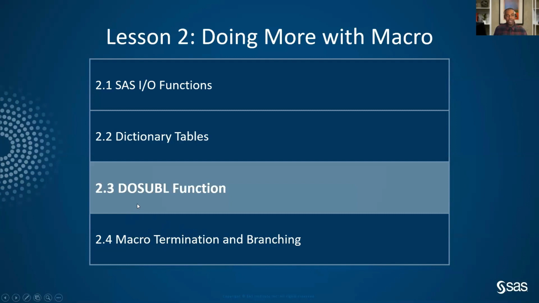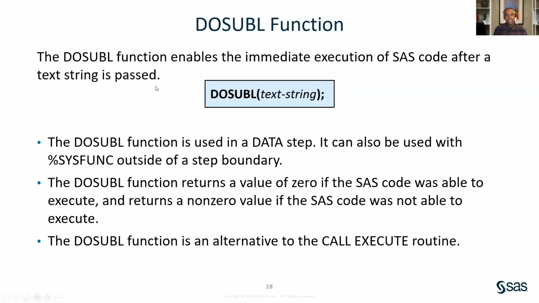And in 2.3, the DOSUBL function, I'd like to cover that. This function enables the immediate execution of SAS code that contains some text string as the parameter, as the argument. This function can only be used in the data step, and it needs to be invoked with %sysfunc. Well, you don't have to invoke it with sysfunc, but you could, and you can use it outside of the data step with this sysfunc feature.